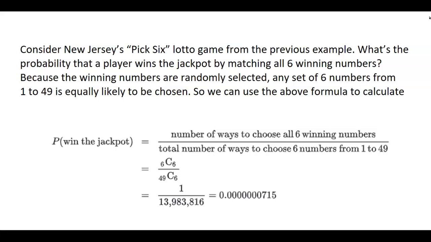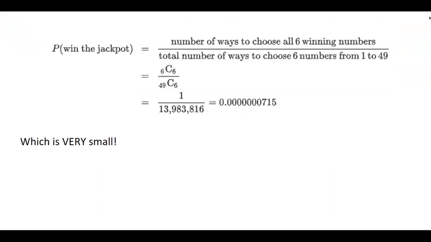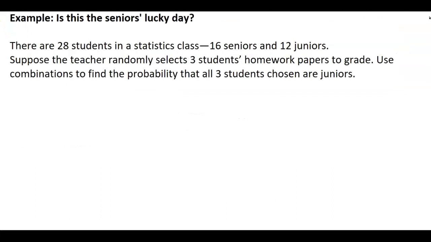In other words, you are very unlikely to win the lottery in New Jersey. Okay, let's do an example that's a little closer to home. Let's say you have 28 students in a statistics class. 16 of them are seniors and 12 are juniors, and suppose the teacher randomly selects 3 students' homework papers to grade. What is the probability that all 3 students chosen are juniors?